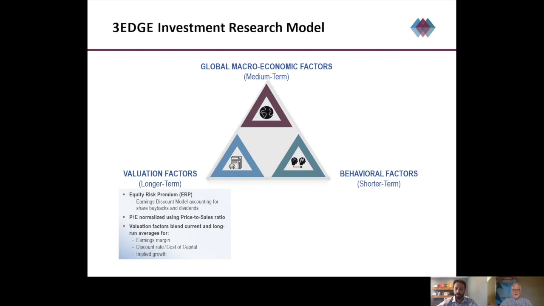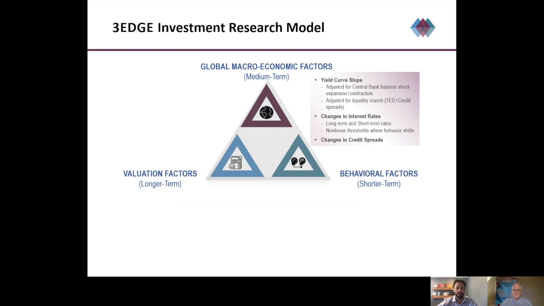Excellent. And now let's take a look at some of the global macroeconomic factors in the research process. Sure. Well, yeah. So after establishing the context of valuation, we next examine the global macroeconomic factors, which play this medium-term role. Shown here are just a couple of examples of factors we employ.